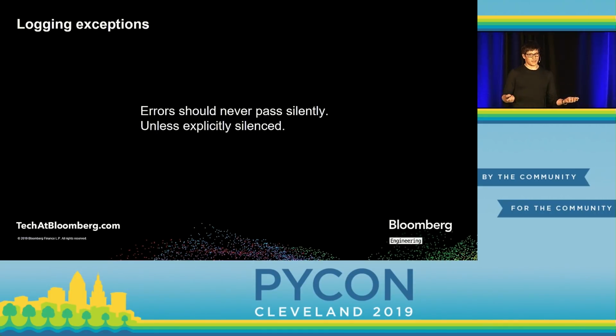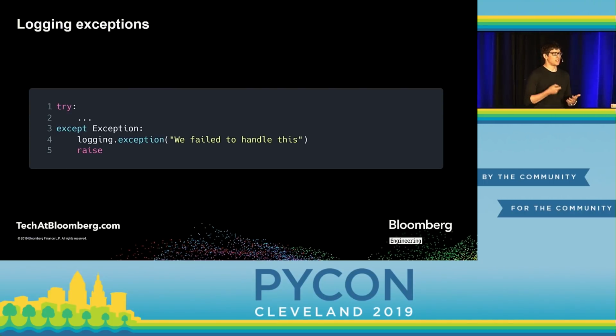Why do I put time on this? Because the Zen of Python says errors should never pass silently unless explicitly silenced. That doesn't mean that you should transform one error into two errors. If you're doing something like this, where you capture an exception, log an error, and then re-raise, now you have two errors. And what's worse than one error? You guessed it, two errors.